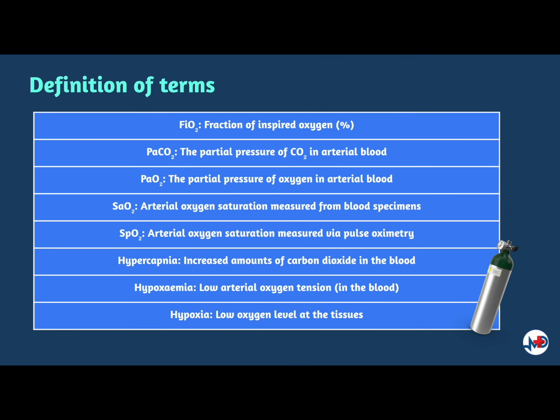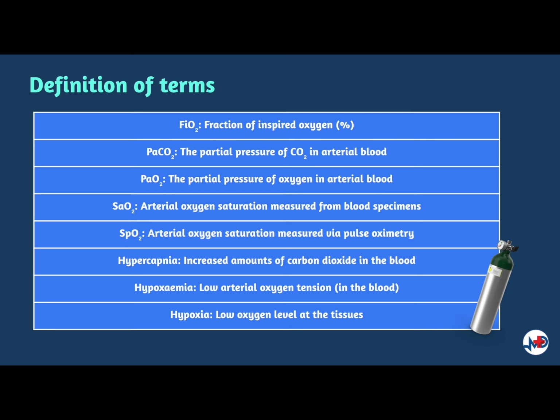Now, let's define the terms. It's important to define the common terms used in this skill. So, FiO2 stands for fraction of inspired oxygen. PaCO2 stands for the partial pressure of carbon dioxide in arterial blood. It is used to assess the adequacy of ventilation. PaO2, or the partial pressure of oxygen in arterial blood, is used to assess the adequacy of oxygenation. SaO2 is the arterial oxygen saturation measured from blood specimens. SpO2 is the arterial oxygen saturation measured via pulse oximetry.